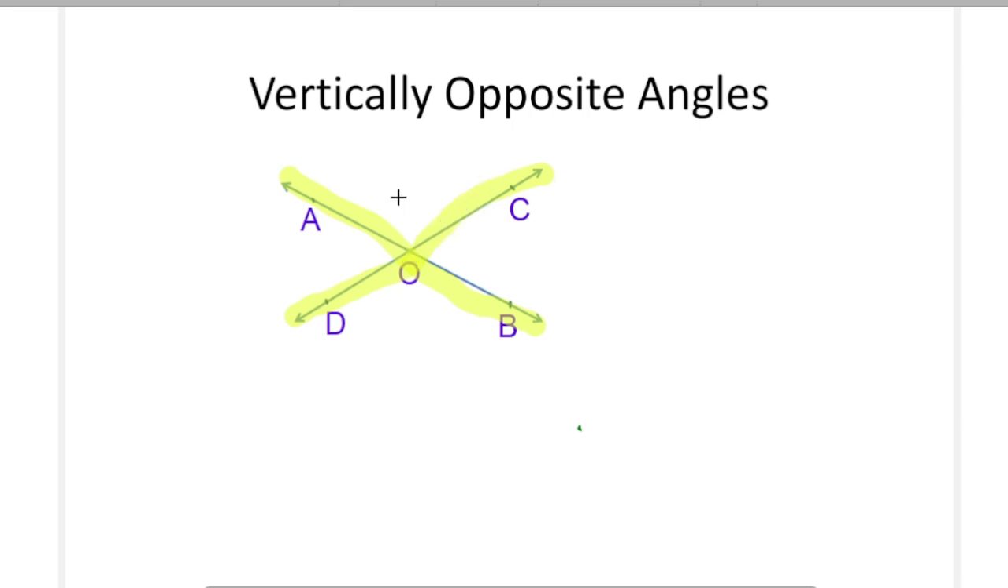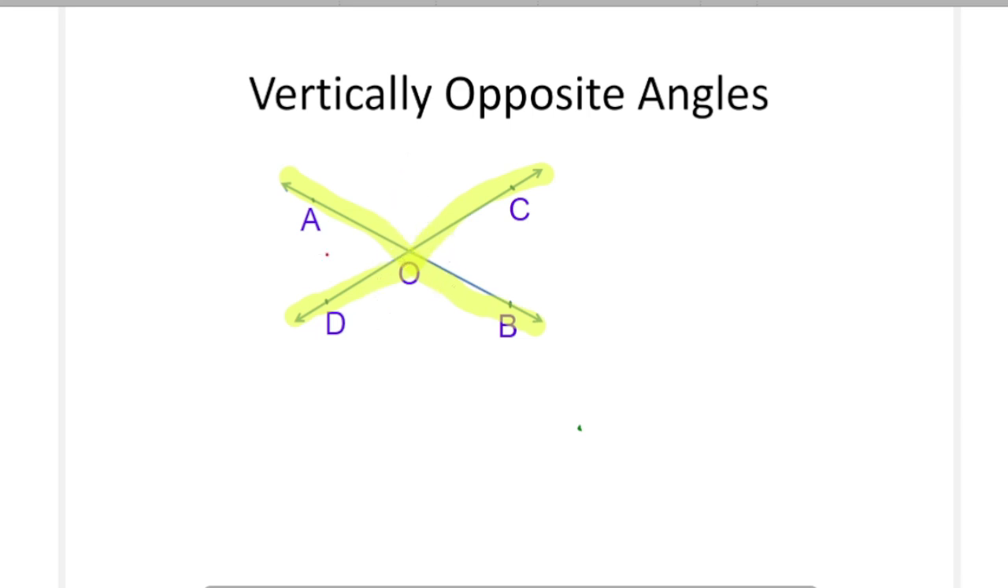Now see this angle here and this angle. These two angles are vertically opposite angles, because they don't have any common arm. No side is common between these two angles, only the vertex is common. They don't have any common arm, only the vertex is common. So such angles are called vertically opposite angles.